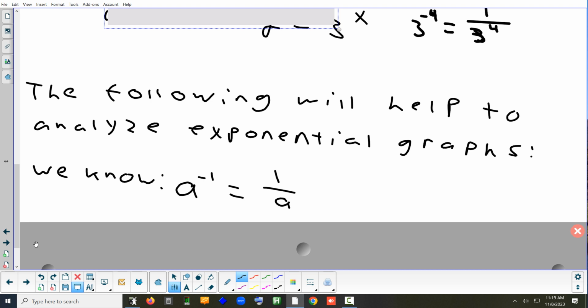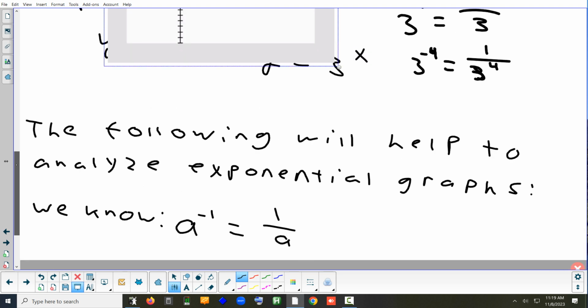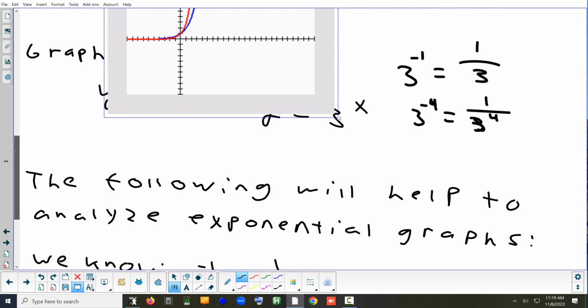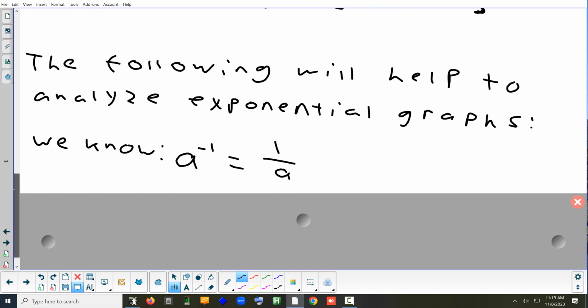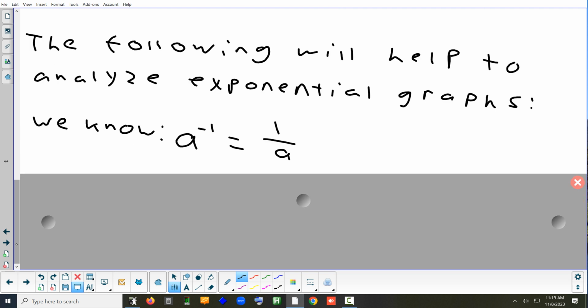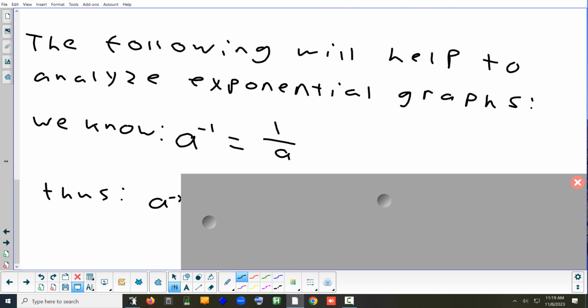We already kind of mentioned that. When you raise something to the -1 power, it flips. It puts whatever you were raising to the -1 power in the bottom of a fraction. So what I want to think about is what happens when we raise something to a negative power.